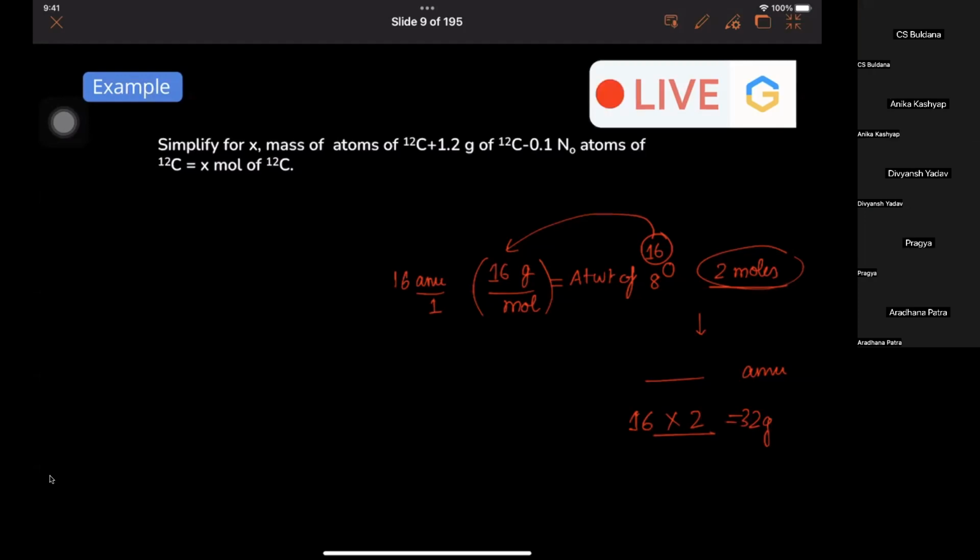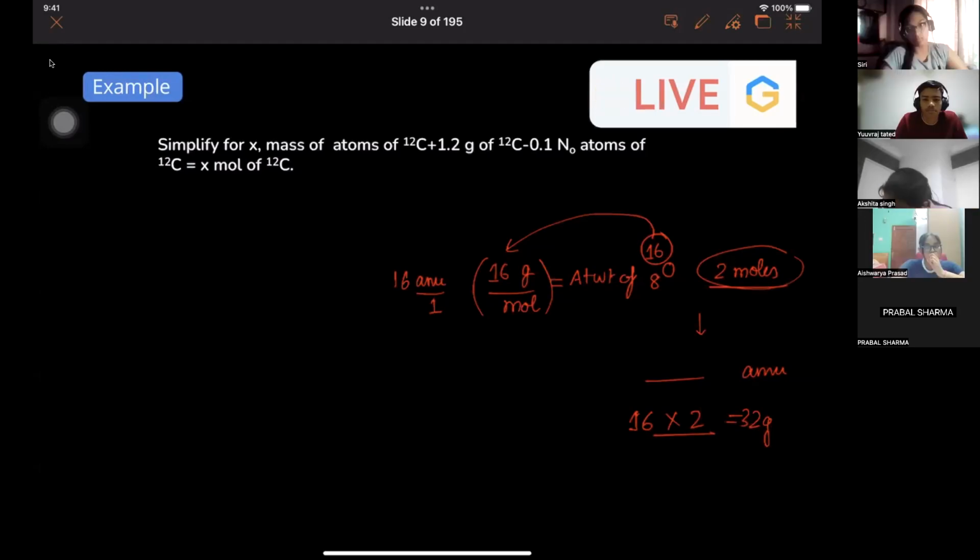Fine. This is clear to everyone. So if this part is clear, 32 gram is there with us. Can we say 32 gram, I have to convert into AMU. And I know that.